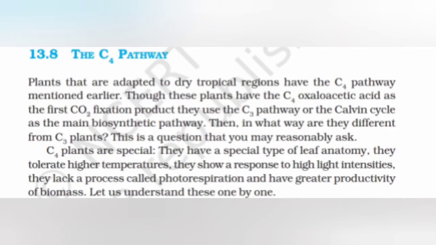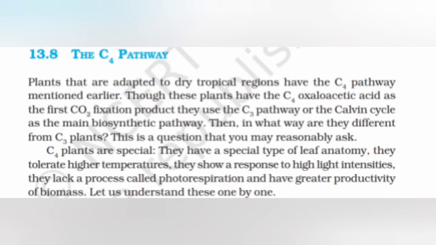Plants that are adapted to dry tropical regions have the C4 pathway mentioned earlier. Though these plants have C4 oxaloacetic acid as the first carbon dioxide fixation product, they use the C3 pathway or the Calvin cycle as the main biosynthetic pathway. Then, in what way are they different from C3 plants? This is the question that you may reasonably ask.